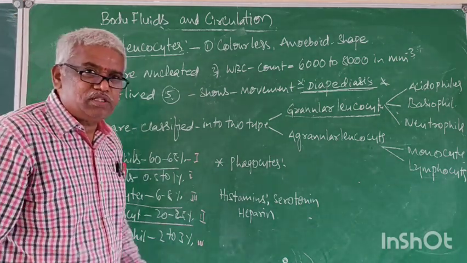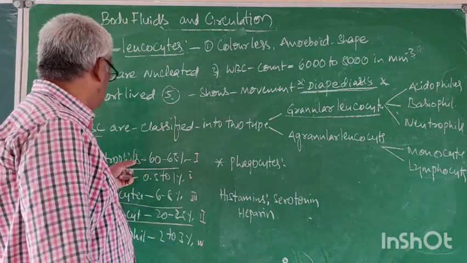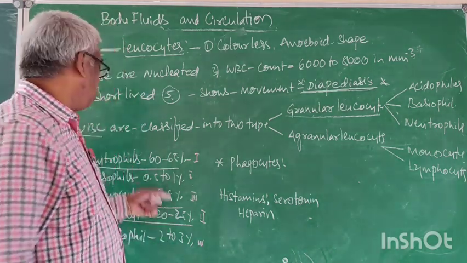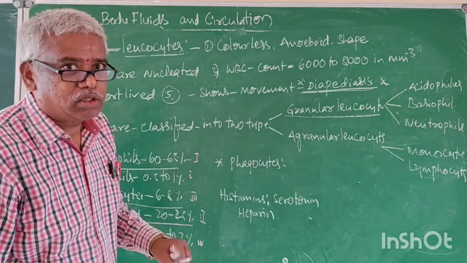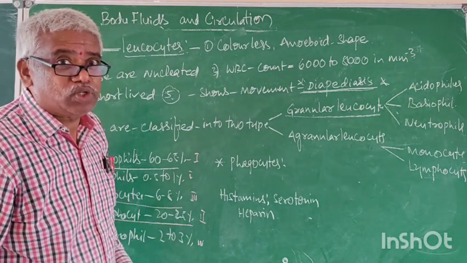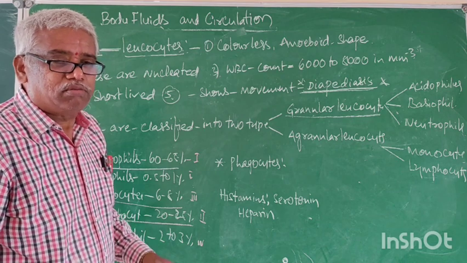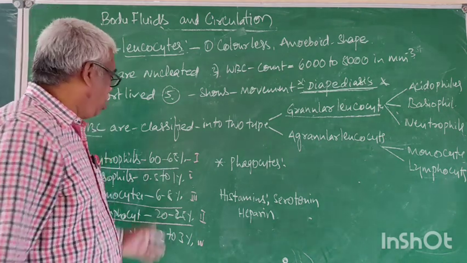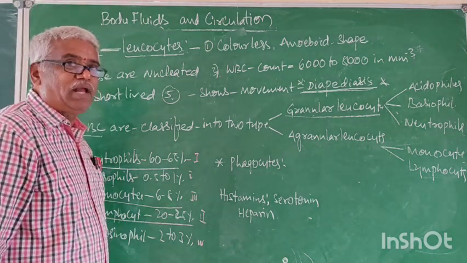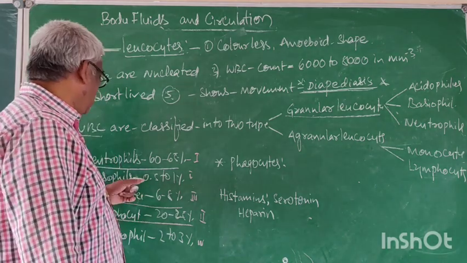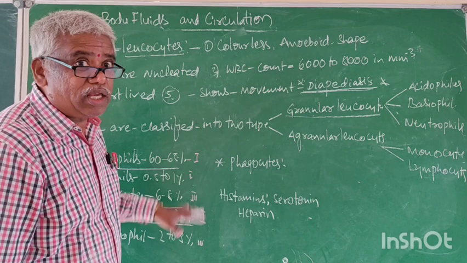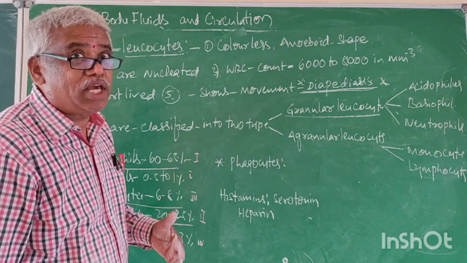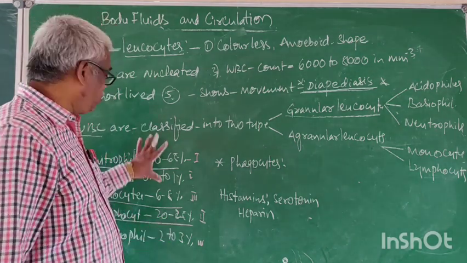Among these 5, who is the maximum in number? Neutrophil. Who is the least in number? Basophil. These are analytical questions. Now among these five, who are less in number? Basophil. Who are maximum in number? Neutrophil. Arrange them in order according to their number. Okay, now come to this.